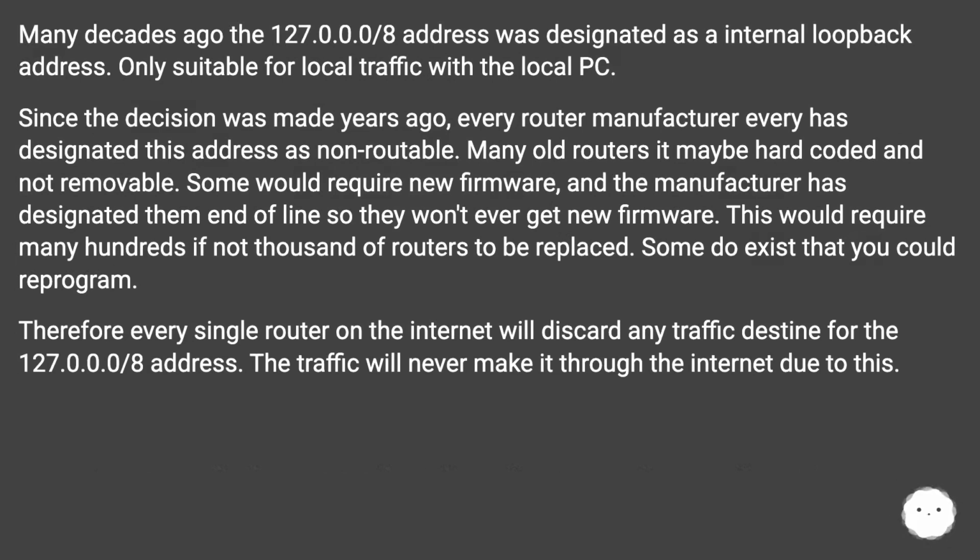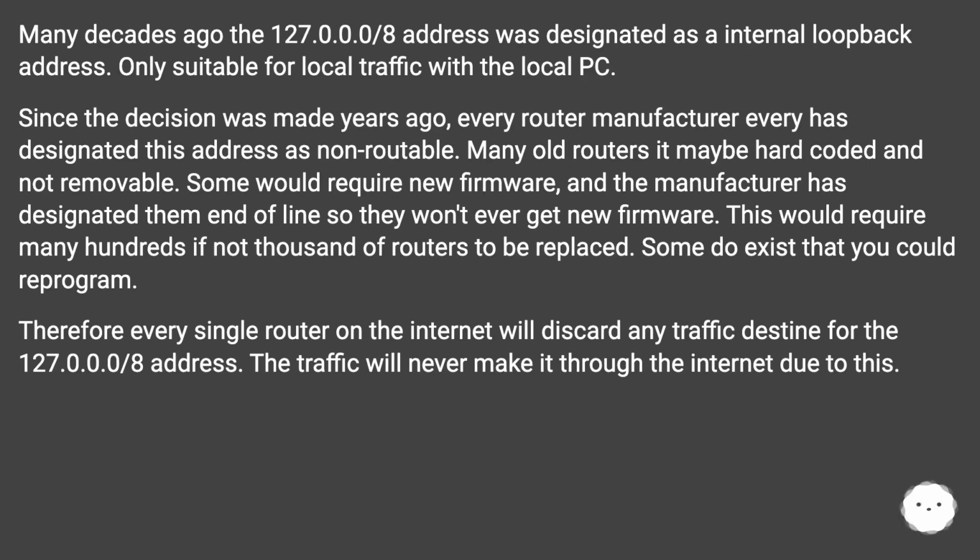Many decades ago, the 127.0.0.0/8 address was designated as internal loopback address, only suitable for local traffic with the local PC. Since the decision was made years ago, every router manufacturer has designated this address as non-routable. In many old routers it may be hard-coded and not removable. Some would require new firmware, and the manufacturer has designated them end-of-life, so they won't ever get new firmware. This would require many hundreds if not thousands of routers to be replaced. Some do exist that you could reprogram.